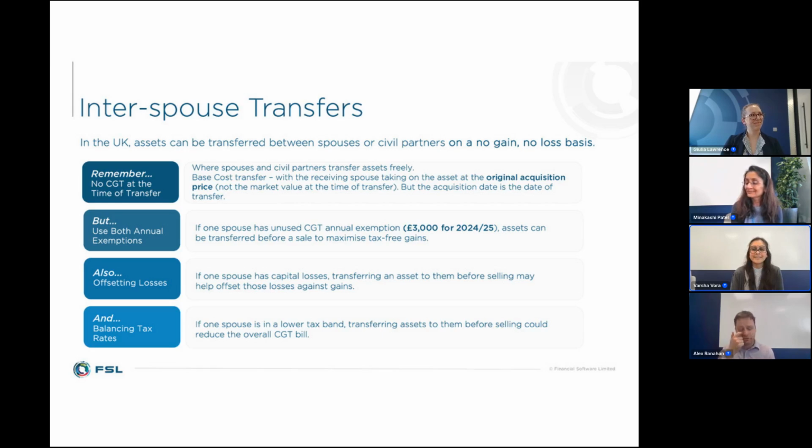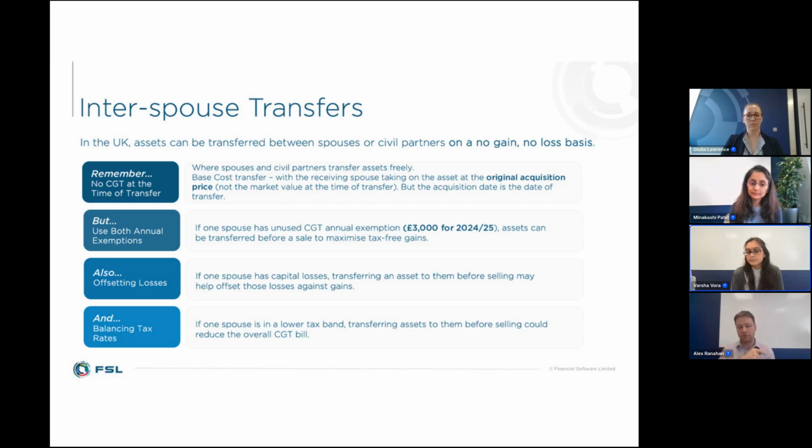I'll quickly just mention as well, remember that a few years ago the government changed the rules on the no gain no loss transfers for how long you could still claim them if the spouses separate. So there's a long-standing rule in CGT that the no gain no loss transfer between spouses is only permitted until the end of the tax year of separation, and then between separation and divorce it would be at market value because it'd be connected persons.